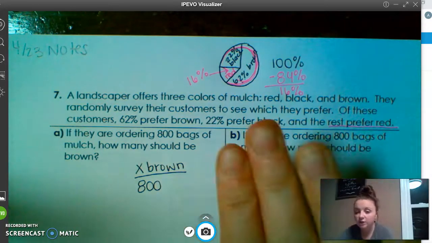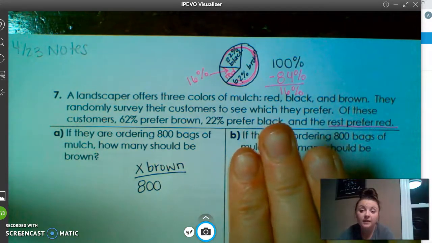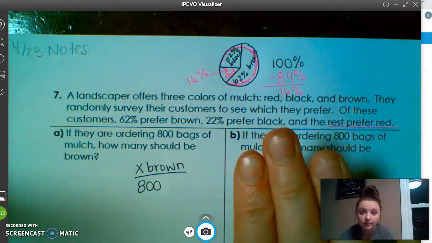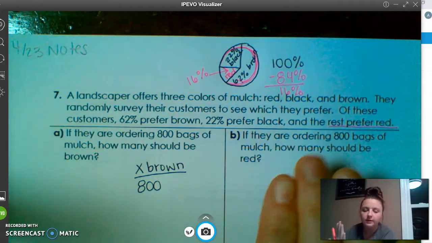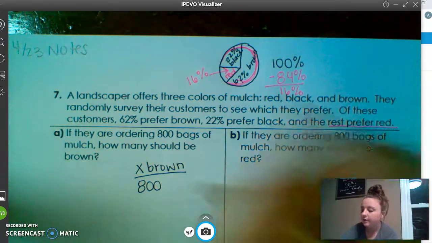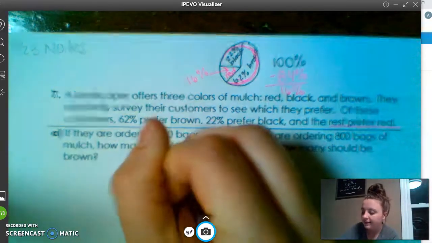Actually, if you look at my fingers, this is embarrassing. That's from black mulch because I've been spreading black mulch like a crazy person. But continuing on with the question, 800 bags in total.